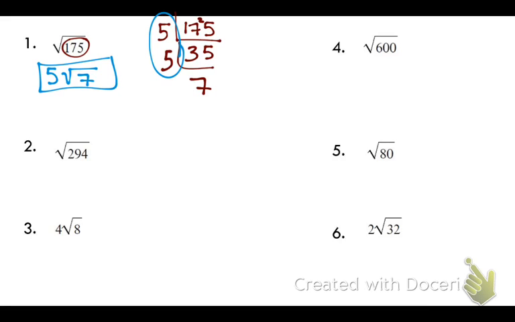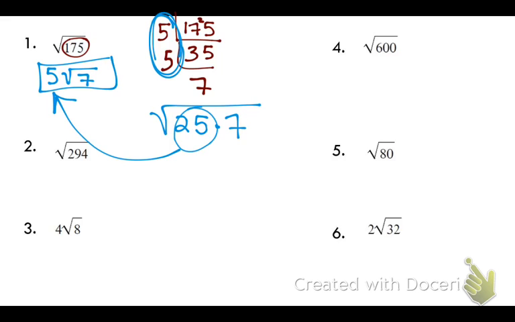I'll explain why, and this is what you just did. Okay, what's 5 times 5? 25. So 25, you just said 25 times 7 is 175. Okay, we just did that. So what's the square root of 25? 5. So you took the square root of 25, took that out, and a 7 was left over. So that's realistically what you did.